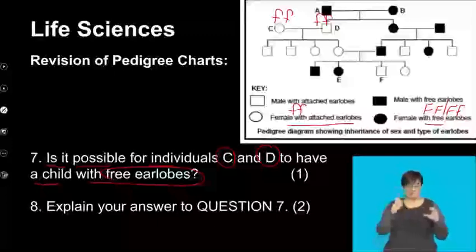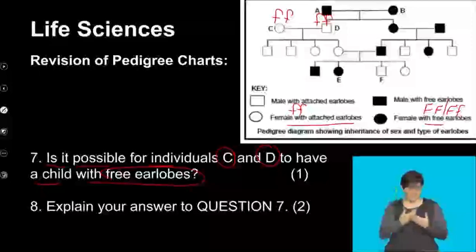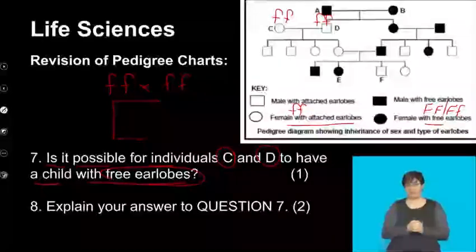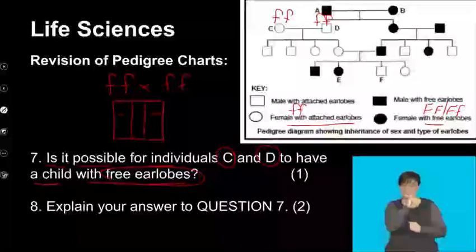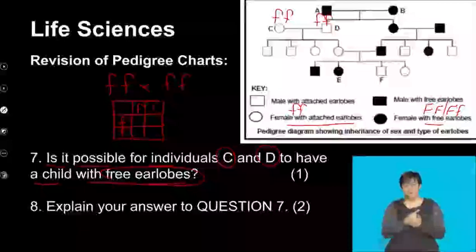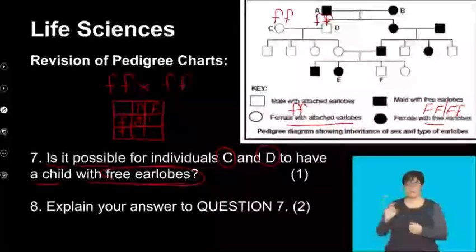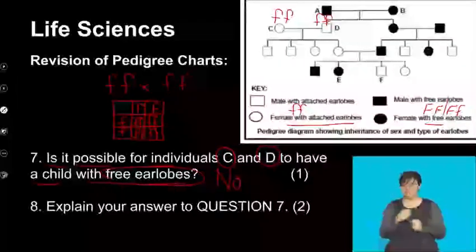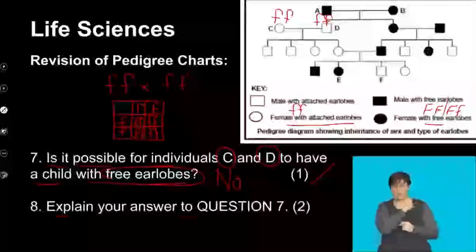Is it possible for individuals C and D to have a child with free earlobes? So essentially, if we have these individuals crossed, no matter what happens in a genetic diagram or a Punnett square, guys, we know that all of the individuals that are produced will always be homozygous recessive, as I've indicated in this Punnett square. So the answer would be, is it possible? The answer is no. And I know that it's not simple enough to settle for no. Let's try and understand why you say no.